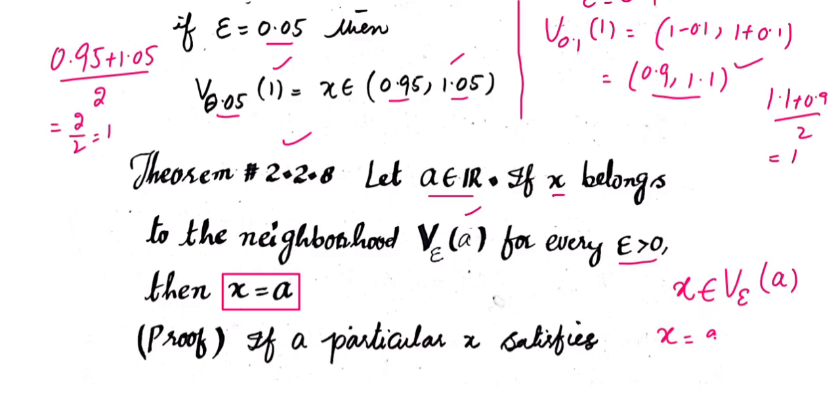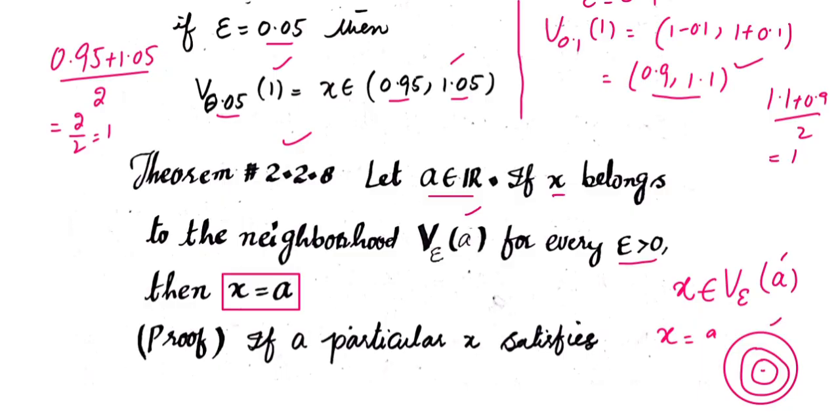In other words, this theorem simply says that the center is the only point which always belongs to the neighborhood. You can understand this concept by the example of circles. For example, this is the center of this circle. Now you can form infinitely many concentric circles of different radius, but you can always notice that this point, that is the center, always belongs to all of these circles.